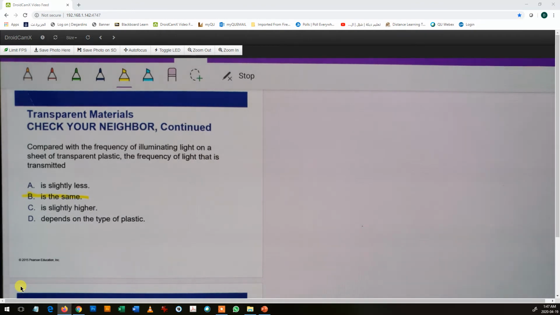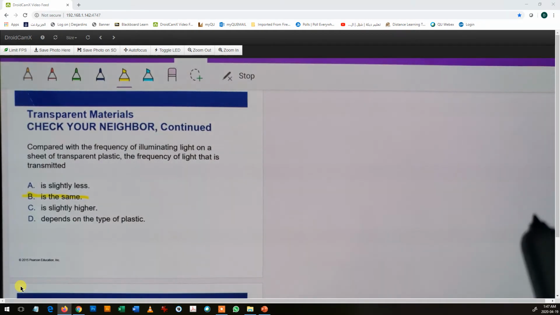And that brings us to the fact that what we see is the frequency of light. We don't see the wavelength of light. We see the frequency of light. So when light enters the glass or a transparent sheet of plastic, the frequency will stay the same. The wavelength is different, but the frequency will stay the same inside the transparent material.